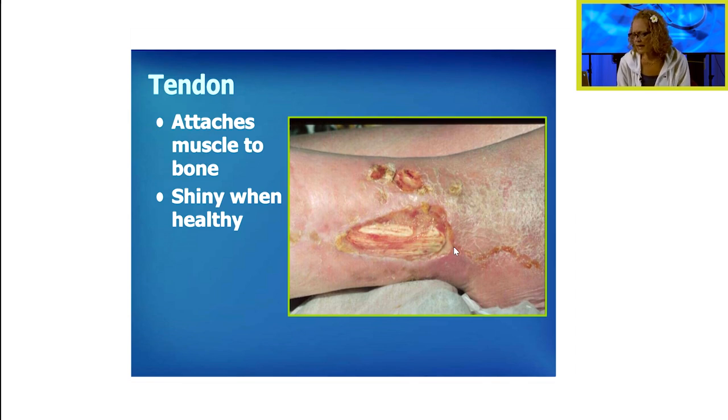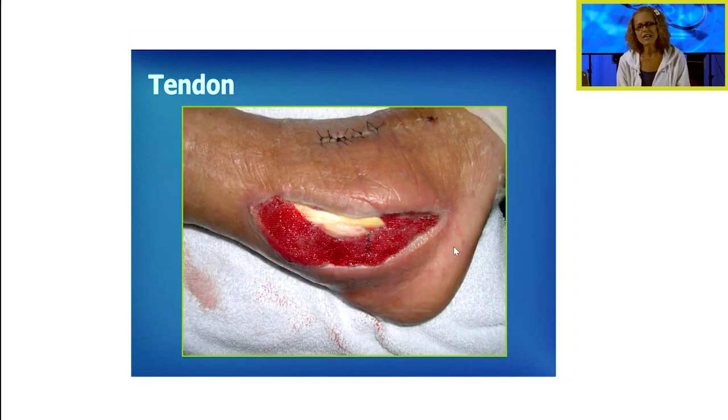Here we can see a tendon. Tendons attach our muscles to our bones. Tendons are shiny when they're healthy. So if we're observing a wound and a tendon is visible, what we're looking for is to see if that tendon looks kind of shiny. Here's another really good example of a nice beefy red wound bed. We can see a nice shiny tendon, and what we see here is good healing taking place.